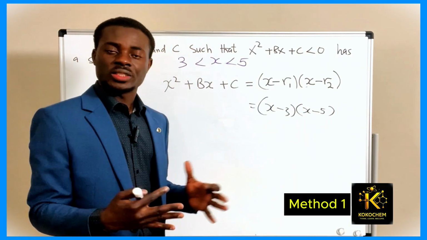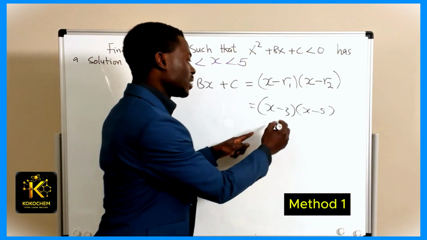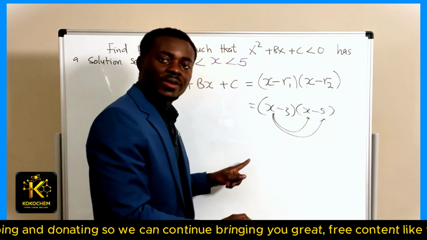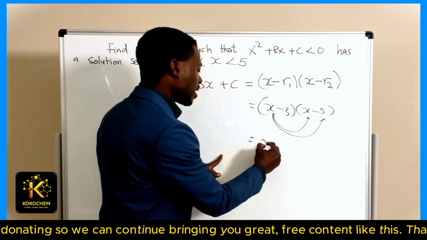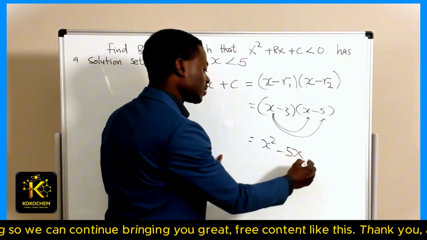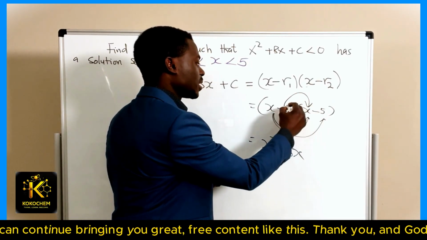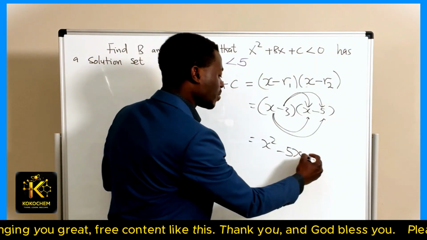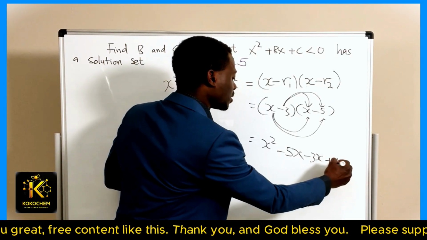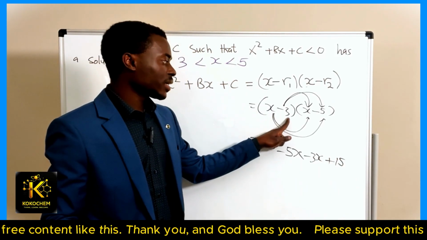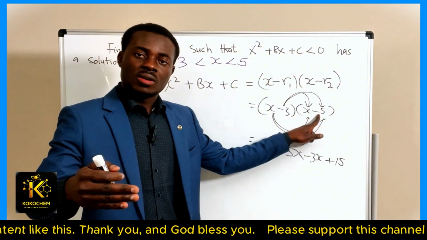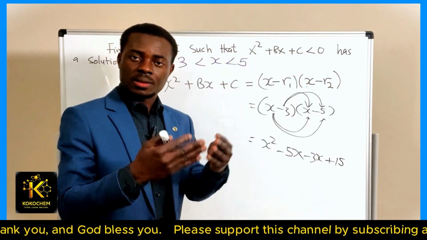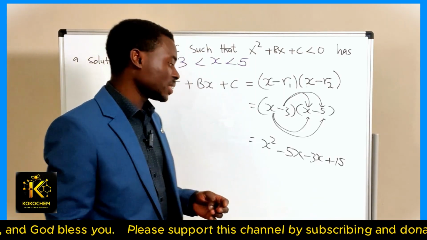This is a simple algebraic expression. What you do is that x will multiply x, and then the same x will multiply negative 5. So when you do that, you will have x squared minus 5x. Minus 3 will multiply x, and the same minus 3 will multiply minus 5. When you do that, you're going to have minus 3x plus 15, because minus 3 times minus 5 will give you positive 15, because negative times negative will be positive, and 3 times 5 is 15.